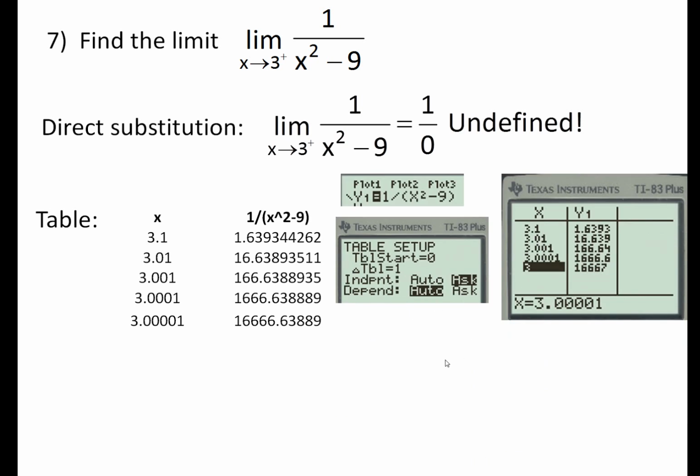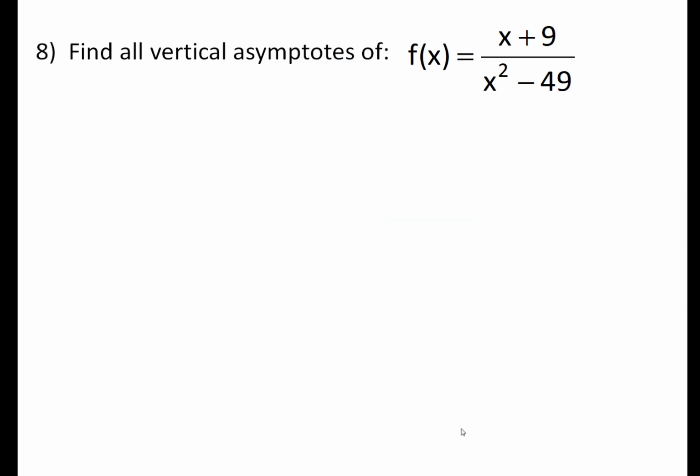Now you could do this in your calculator also. You have to define the function and then go to table setup and make sure the independent variable is set to ask. If you do that, you can see a very similar result in your calculator from a table. So what you can conclude from this is that in the limit, this difference in the denominator is becoming very, very small, and so that ratio goes to infinity.